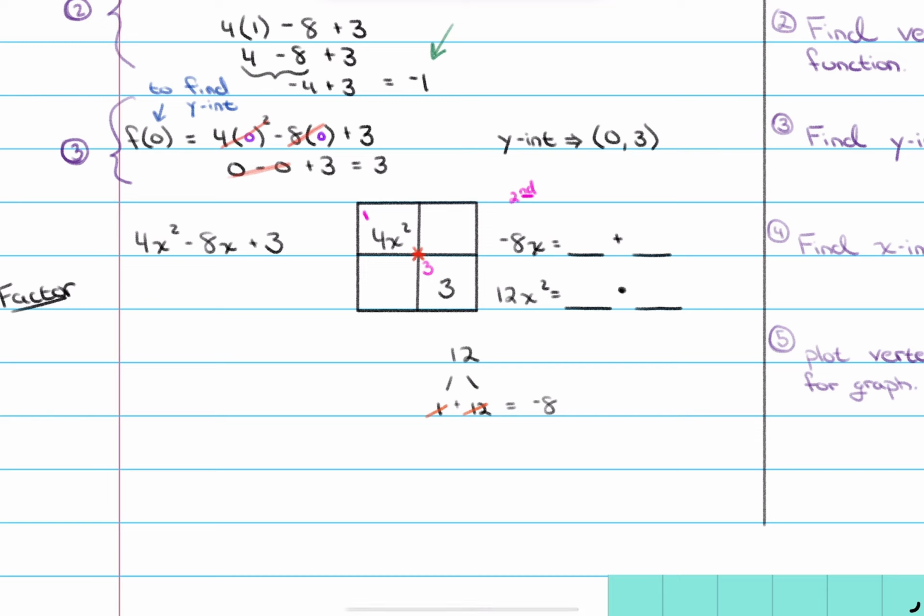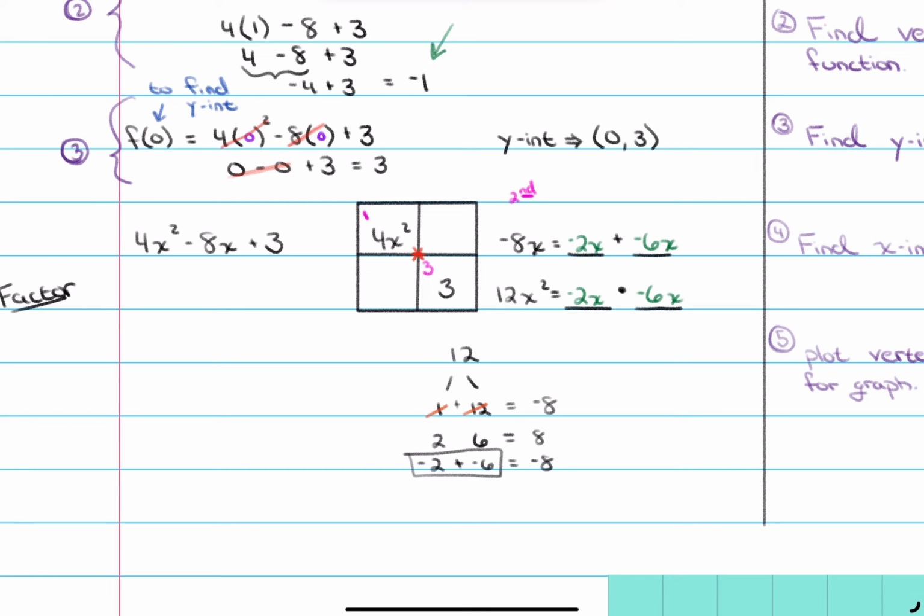Let's try 2 and 6. Well, when I add those together, that gives me a positive 8, but when I add negative 2 plus negative 6, that gives me a negative 8. These are the numbers we want to use for our factoring. So this becomes a negative 2x and a negative 6x. Add those together to get negative 8. And then a negative 2x times a negative 6x gives me a positive 12x squared. Start with your factors and that'll make that easier.